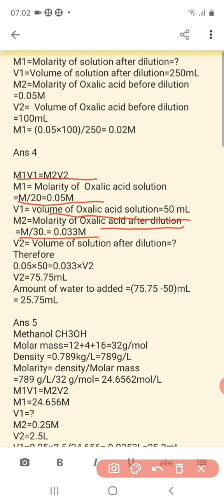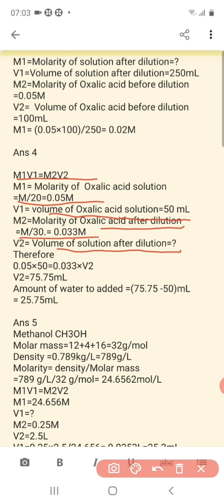These three values are given: the molarity before the dilution, the volume of the oxalic acid taken before the dilution, and the molarity of the solution after the dilution. Now you have to find the volume of distilled water to be added. Let us take V2 as the volume of solution after dilution. After dilution, V2 volume of the solution was prepared by adding a certain amount of distilled water.